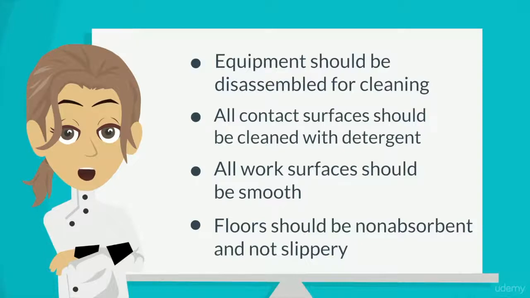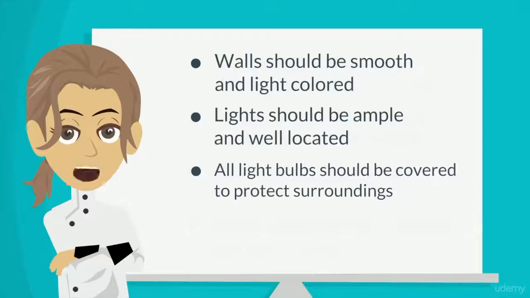Floors should be non-absorbent and should not become slippery when wet. Walls and ceilings should be smooth and light-colored so the soil is easier to see. Light should be ample and well located throughout food preparation and storage areas. All light bulbs should be covered with a sleeve or globe to protect surroundings from shattered glass.